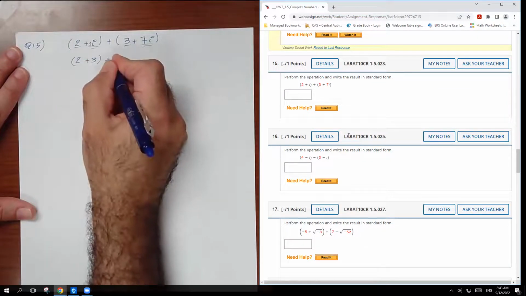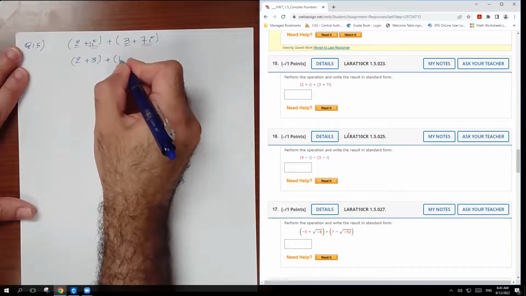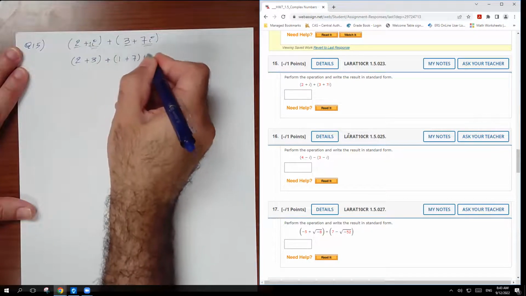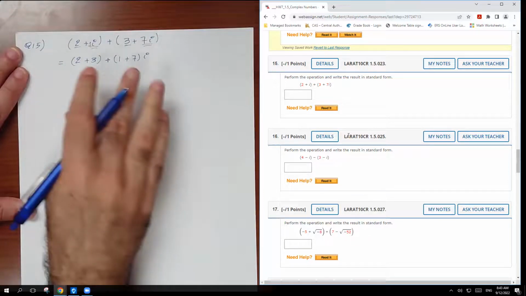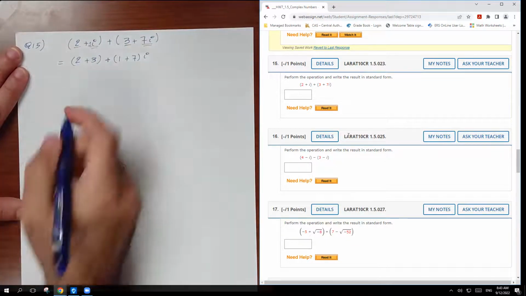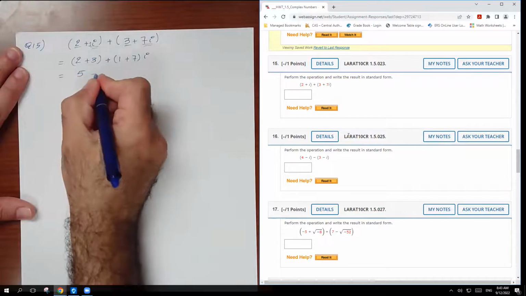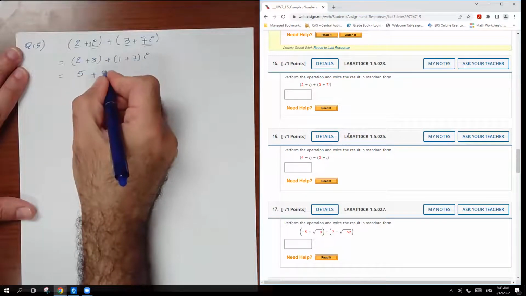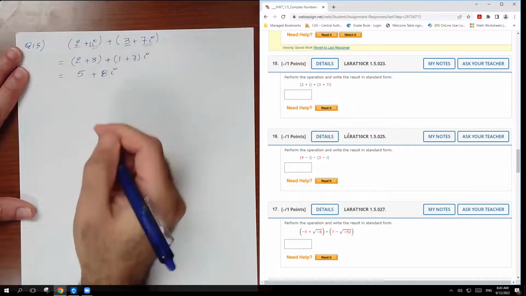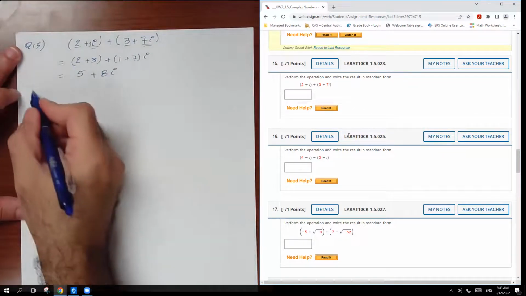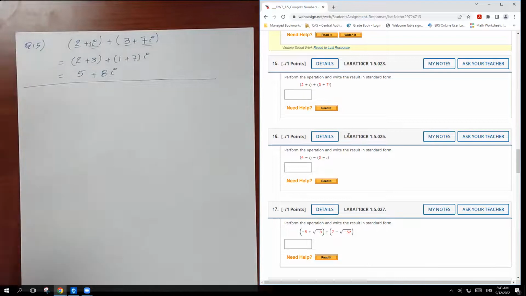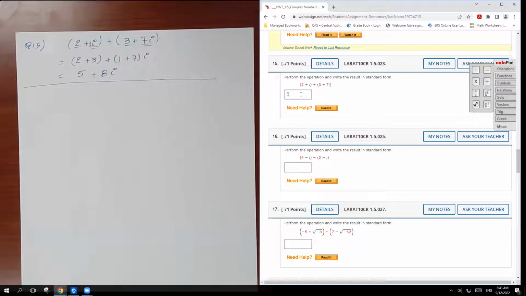And you're going to add the imaginary part, which is 1 plus 7. And here's the I. You can do it like this, or you can add it right away. You see, the real part is going to be 5, plus 1 plus 7 is going to be 8. And here's the I. So this is the standard form for the addition of these two complex numbers. I'm going to type here 5 plus 8i.